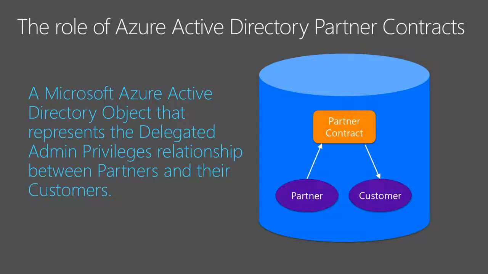So from the PowerShell view of the world, delegated access permissions are represented by what we call the partner contracts within Azure Active Directory. This is what maps me, the partner, to my customer, and maps that you have those abilities to do that. So this is key, because this actually gives us a list of who our customers are, and we can use that list within PowerShell to do operations on our customers.